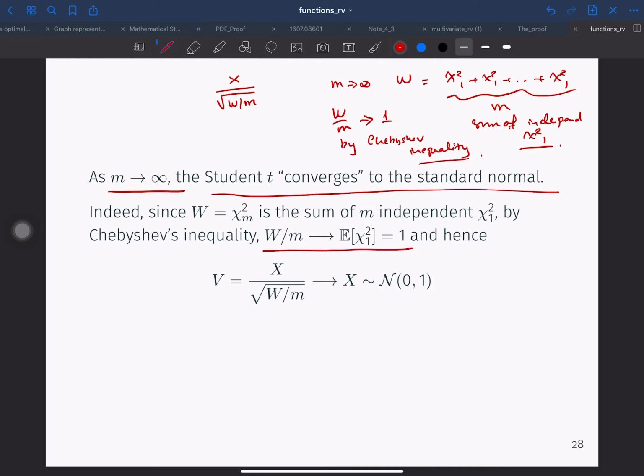So in that case, you just have X divided by something that converges to 1. That's just X. And so you have the standard normal. So the student T is in a sense a generalization of the standard normal. And we will come back to the student T distribution many times in 422, and even one more time later in this lecture slide.